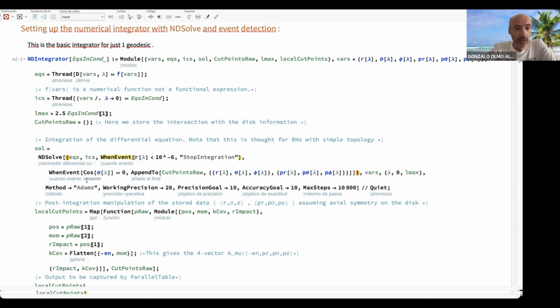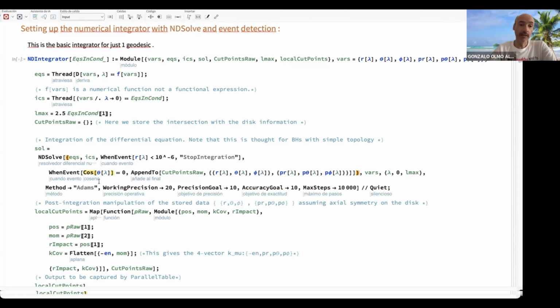And now the condition for intersection with the accretion disk is this one. Theta now is the polar angle. Remember, in the previous lecture I was changing the variables, but now we are working with the correct variable. So the equatorial plane is at theta equal to pi over 2.